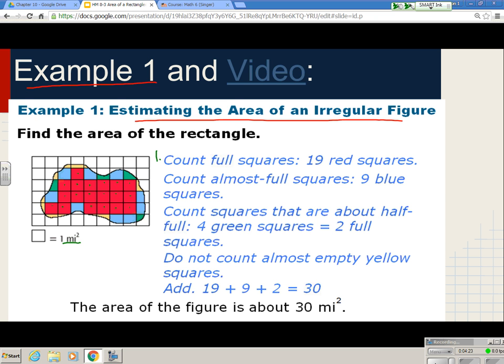So once you've filled in all the full squares, the second thing you want to look for are the almost full squares. And the almost full squares are, remember, we're estimating.